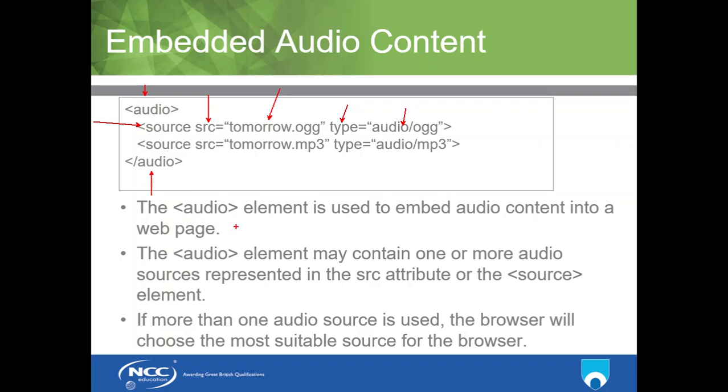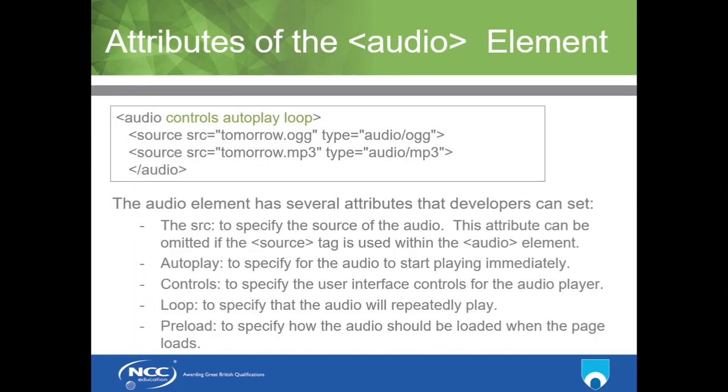This is important: if more than one audio source is used, for example here, this is the same file, but saved with different extensions. So we have tomorrow.ogg and tomorrow.mp3. So if more than one audio source is used, then the browser will choose the most suitable source for that particular browser. So for the same file with different extensions, the browser will choose either mp3 or ogg, depending on how it has been built. So for example, if you have an audio file with .mp3 and .mp4, for Apple devices and the Safari browser, they'll play the mp4. For Google Chrome, they'll play the mp3. So that is what that means.